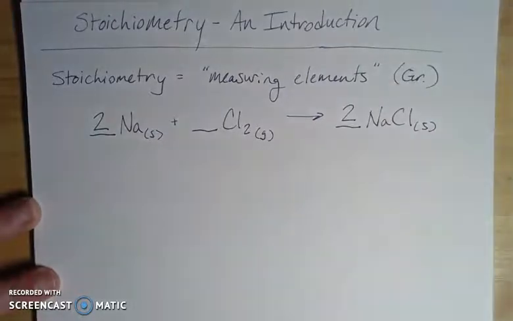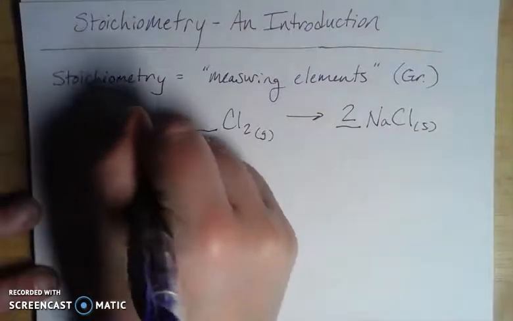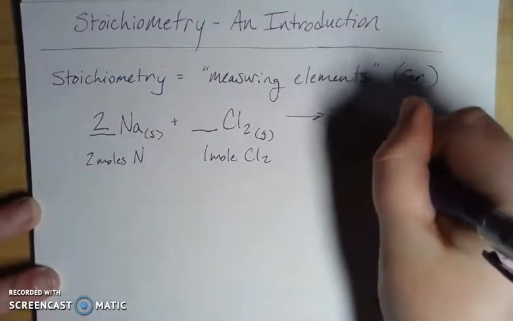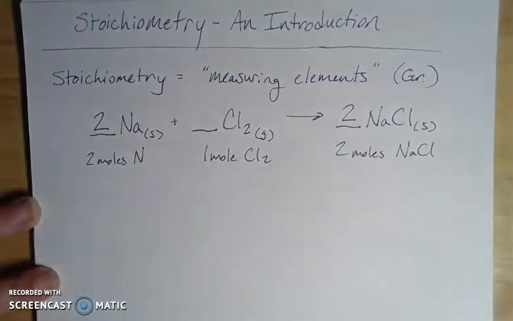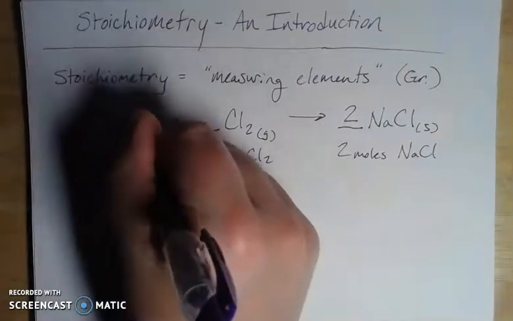But because we've been talking about moles, we know that moles are a concept that we use to combine together large quantities of small, teeny tiny things. Then I actually have 2 moles of sodium that are reacting with 1 mole of chlorine to give me 2 moles of sodium chloride. So the coefficients tell us how many moles in this particular reaction are reacting. That'd be 2 times my 6.02 times 10 to the 23rd, 1 times my 6.02 times 10 to the 23rd, and 2 times that. Oops, that's sodium, not nitrogen.